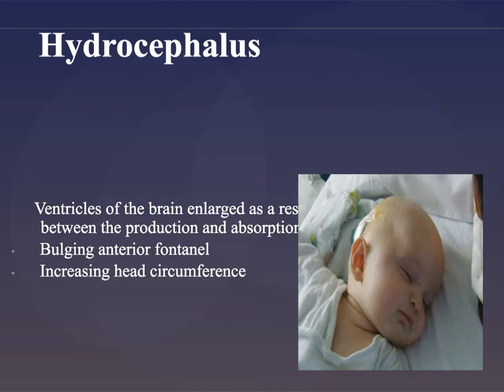Hydrocephalus. Hydrocephalus is an increase in that cerebrospinal fluid in the ventricles of the brain. The normal body produces about 400 to 600 milliliters of cerebrospinal fluid each day. With hydrocephalus, something is going on that doesn't allow for the cerebrospinal fluid to be absorbed or removed from the ventricles of the brain. And so we keep producing our 400 to 600 milliliters a day, but it's not leaving that space.